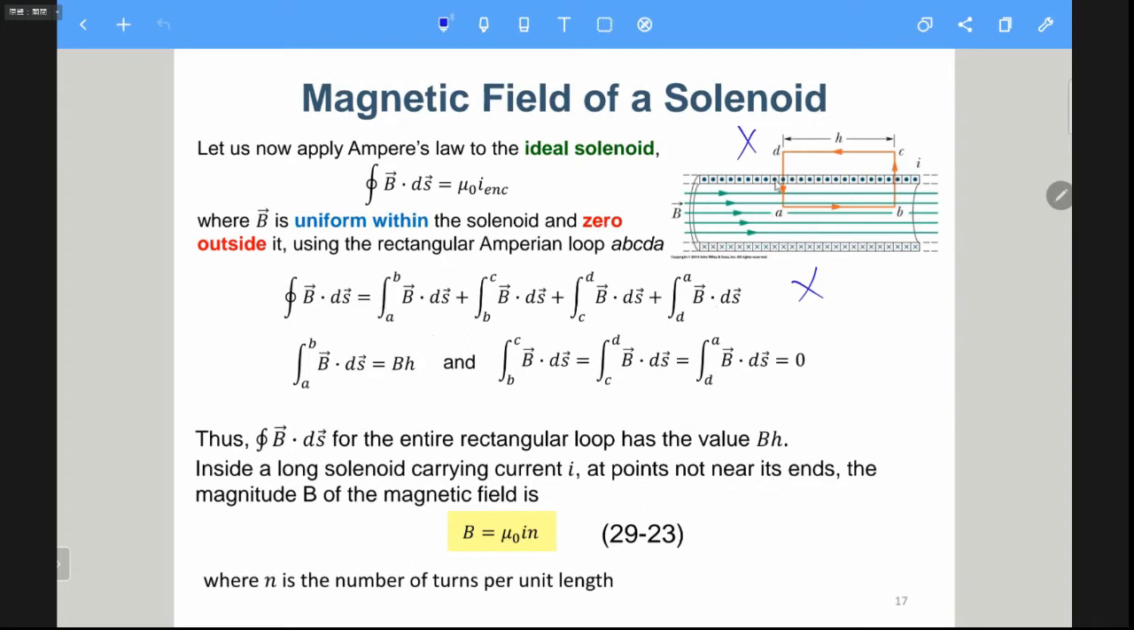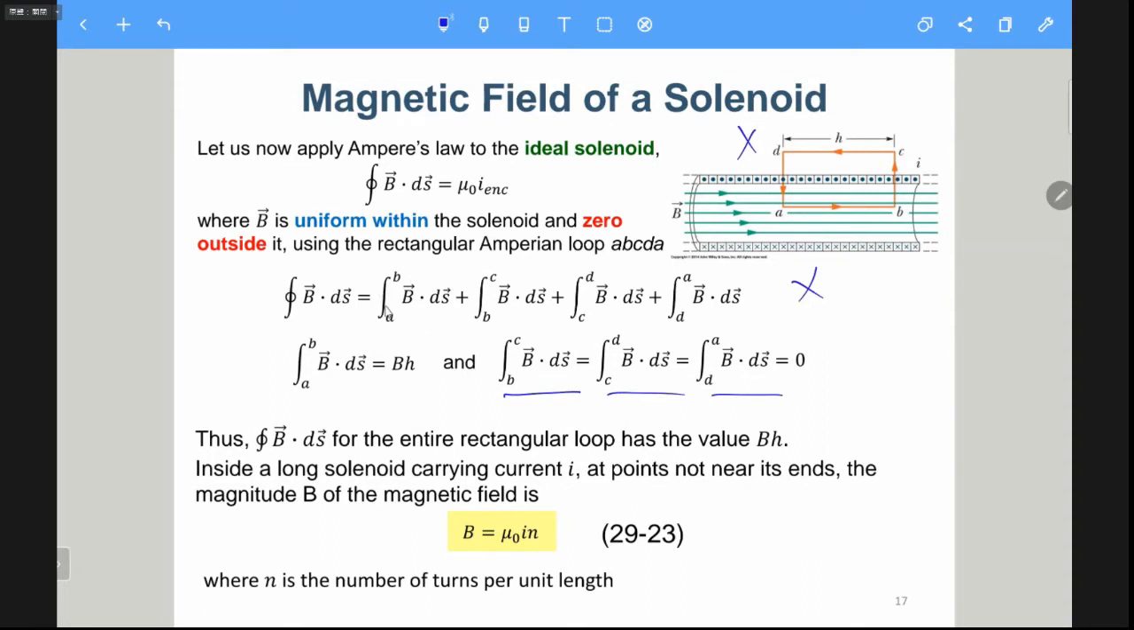For DA and BC, the path is perpendicular to the magnetic field, so these terms will be nothing but 0. And for CD, we also assume the magnetic field outside the solenoid to be 0, so this term is also 0. So for these 4 terms, 3 of them will be 0.